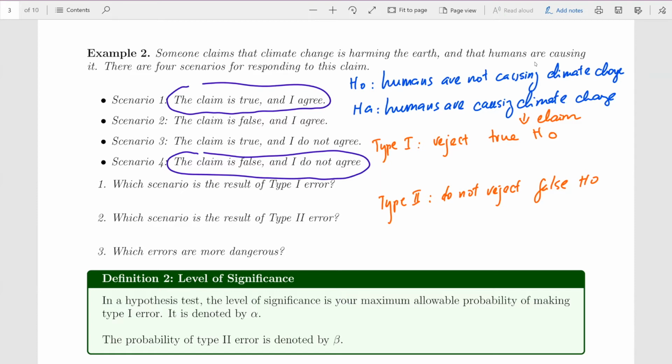So as a reminder, type 1 error is when you reject the true null hypothesis, and type 2 error is when you do not reject, right? You accept the false null hypothesis. So type 1 error, true null hypothesis, that means the null hypothesis is true. That means the claim is false. False claim, right? And with a false claim, if I reject the null hypothesis, that means I support the alternative hypothesis. That means I agree.